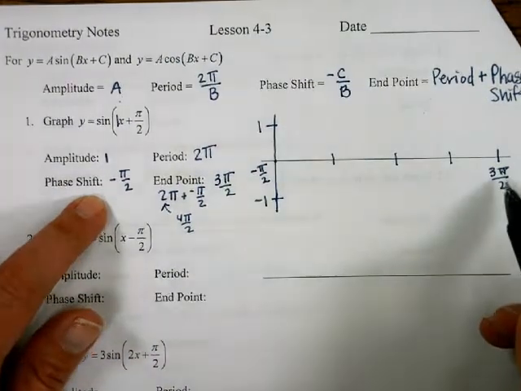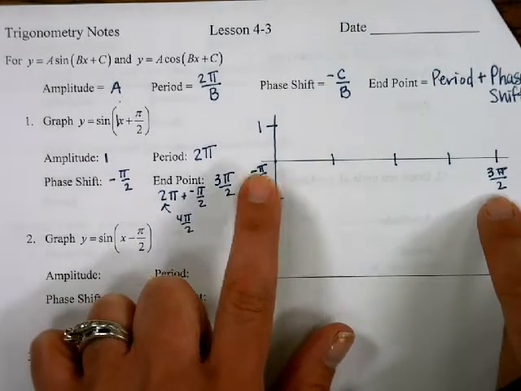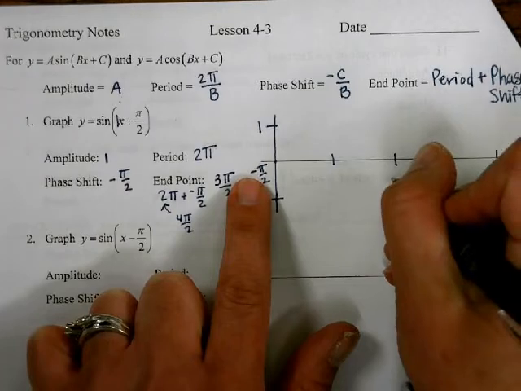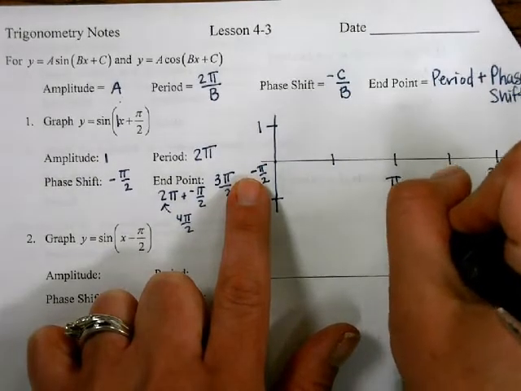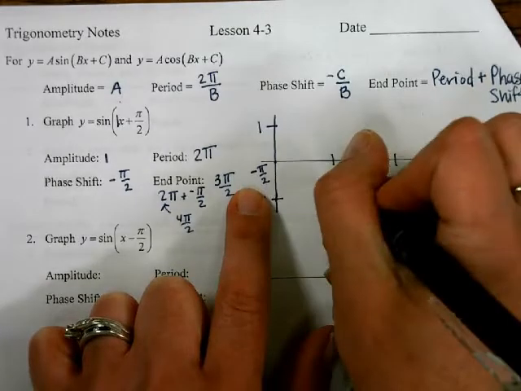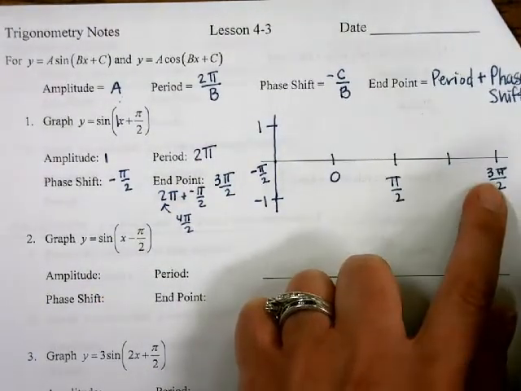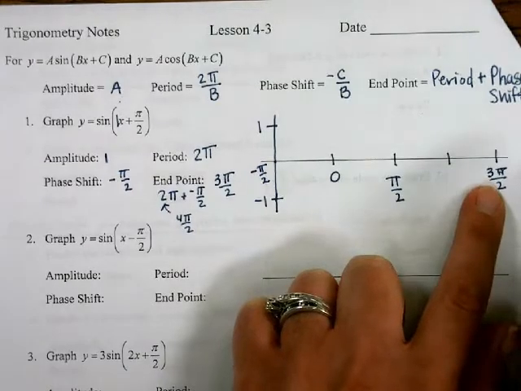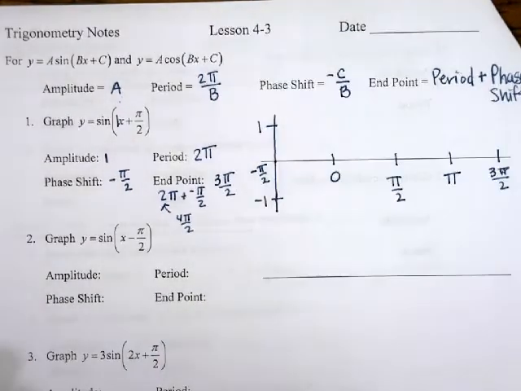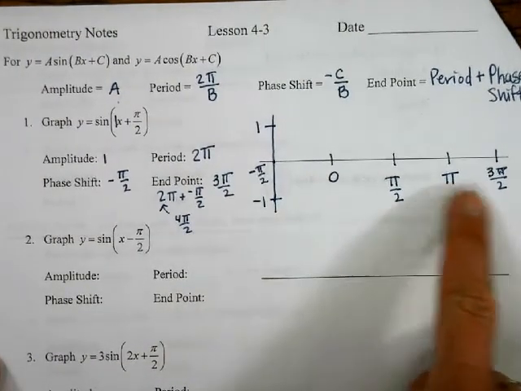So I'm going to take these two and add them together. Notice they have the same denominator, which makes it a little easier. Negative 1 plus 3 is 2. Cut it in half, so that's 1 pi over 2. Negative pi over 2 plus pi over 2 gives me 0. Cut it in half, I still get 0. 1 pi over 2 plus 3 pi over 2 is 4 pi over 2, which is 2 pi. Cut that in half, it's just pi. So there's my 5 points: negative pi over 2, 0, pi over 2, pi, 3 pi over 2.